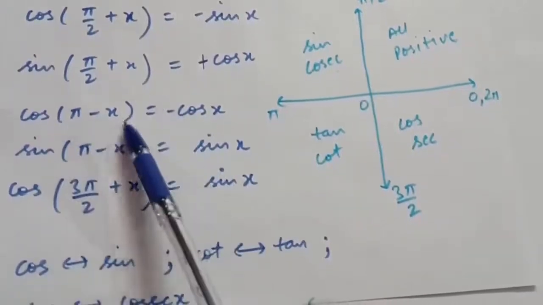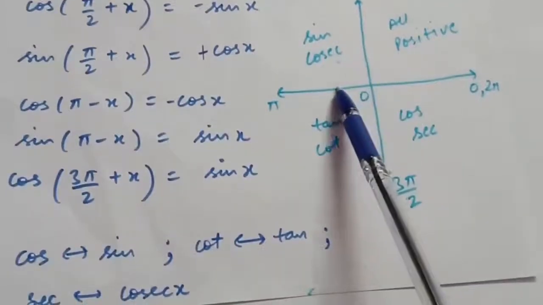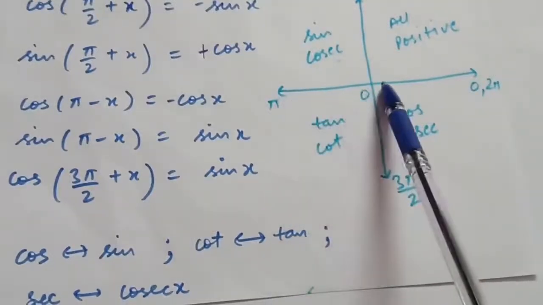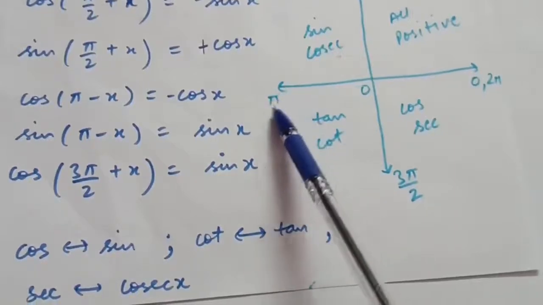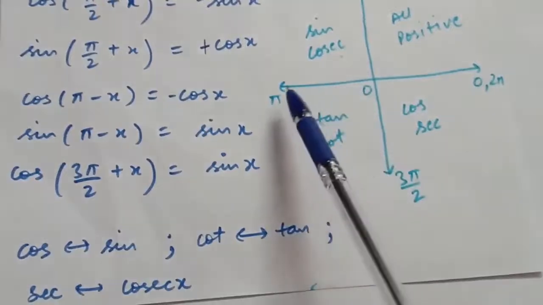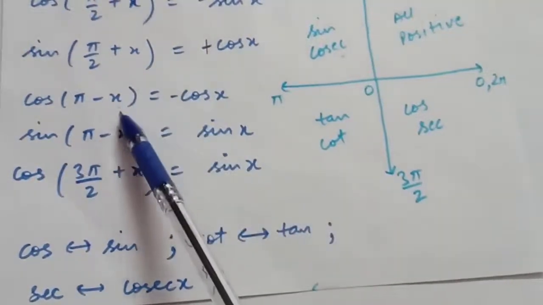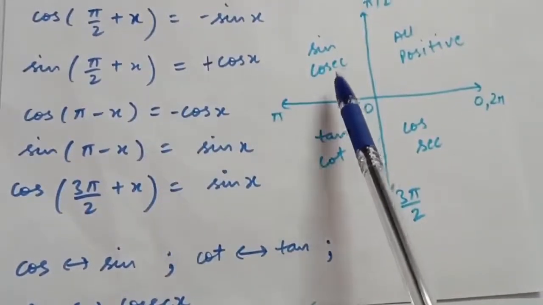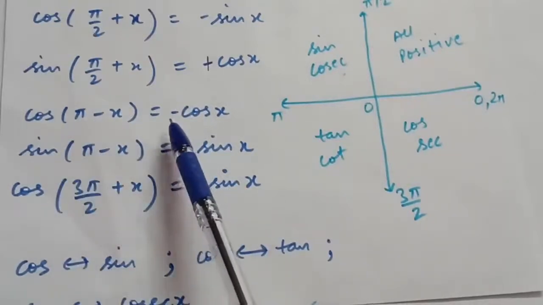Now pi minus x. So pi is this complete angle. So pi minus x means we are subtracting something from pi. So the angle is less than pi, so it will lie in the second quadrant. This complete is pi, subtracting some angle x, and assuming this x angle is less than 90 degrees, it will lie in the second quadrant, and in the second quadrant we know cos is negative, so introduce a negative sign.